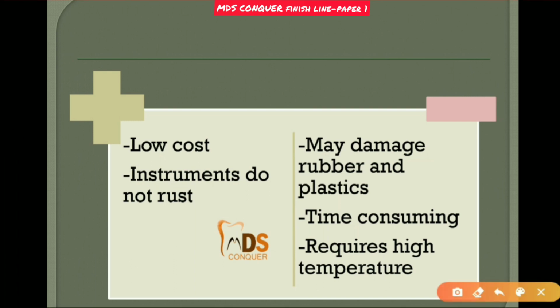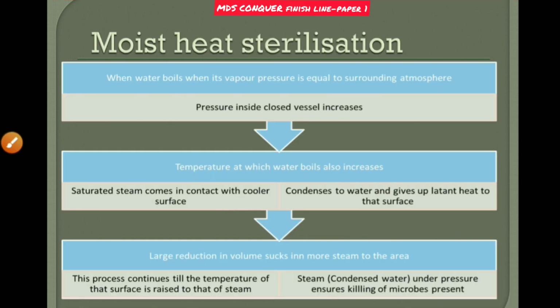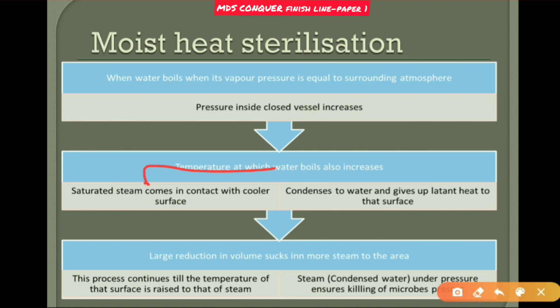So these are the instruments which can be used there. And in moist heat sterilization, these are the steps. The saturated steam comes in contact with the cooler surface, condenses into water, and gives up its latent heat to the surface. So there will be a large reduction in volume, which sucks in more steam to the area. This is the process of moist heat sterilization.